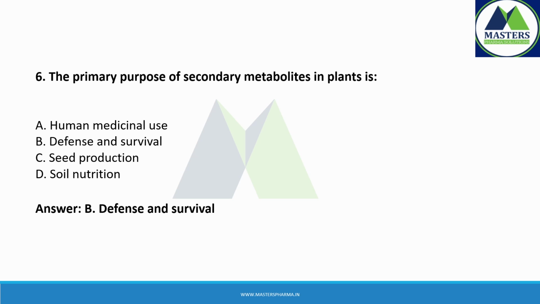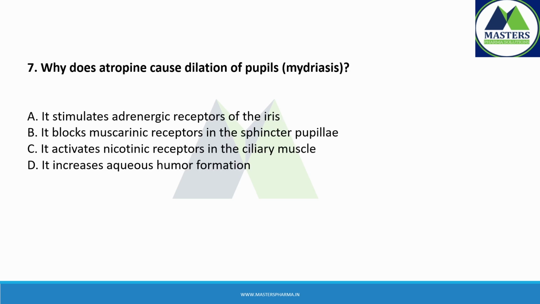Human medicinal use. This is only a benefit to humans, not the plant's purpose. Option C, seed production. It is done by primary metabolites like proteins, carbs and fat. Now we see the other option. Soil nutrition, option D. It is not the function of secondary metabolites. So the correct option is option B, defense and survival. The next question.